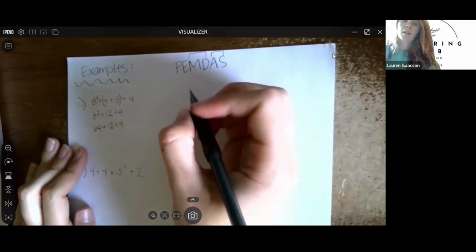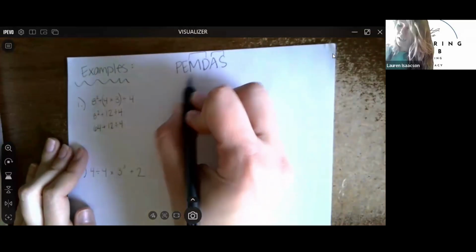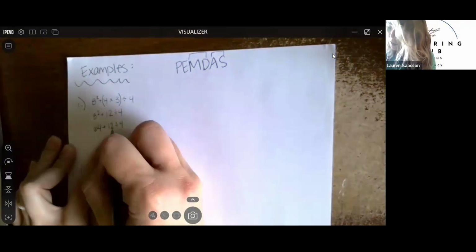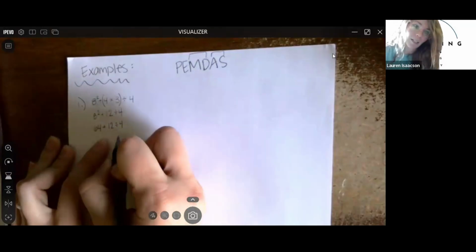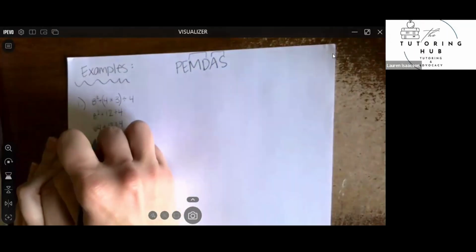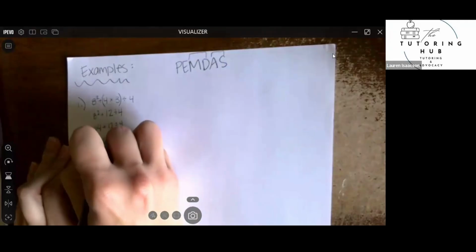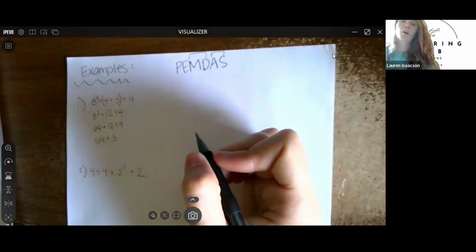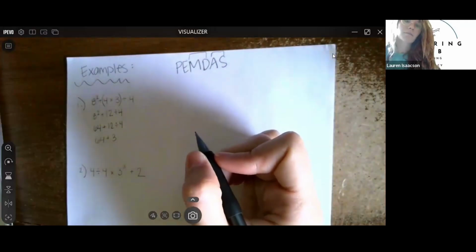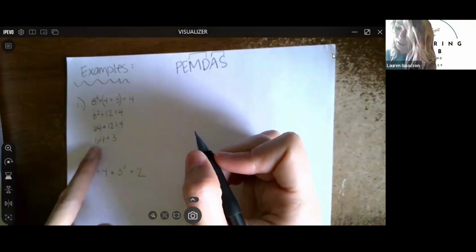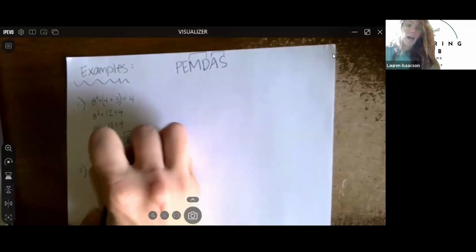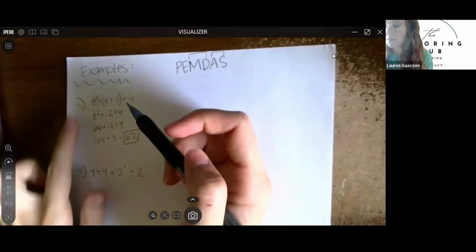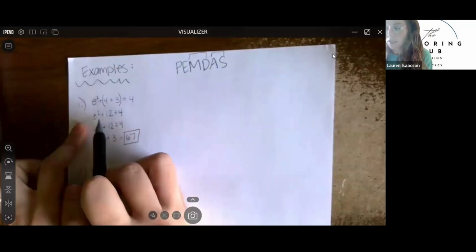Now, I don't have any multiplying, but I do have dividing. So let's look at 12 divided by 4. I know that my fact for 12 divided by 4 is 3. So we have 64 plus 3. And now there's nothing else except to add, right? So 64 plus 3 is 67. So I took that step by step. So I did my exponents first. I'm sorry, not my exponents.